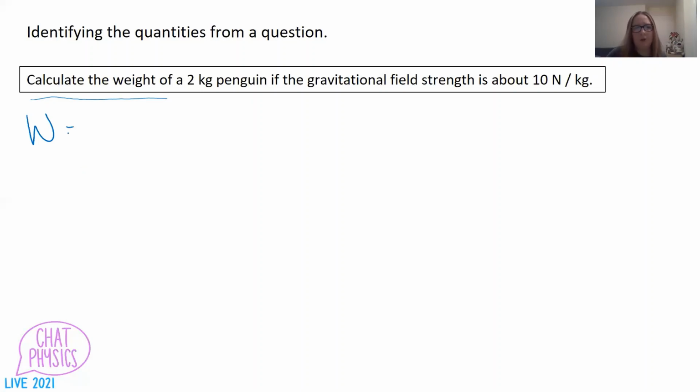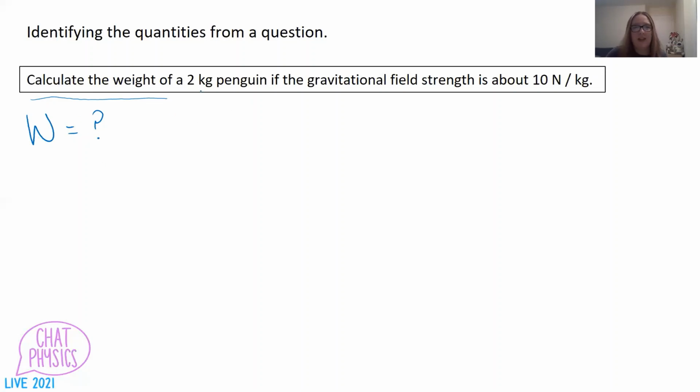And I'm going to put here a question mark. So the weight equals don't know. And that indicates to me that that's what I'm trying to find. That's what I'm trying to calculate, which is really useful for when we have to rearrange equations.